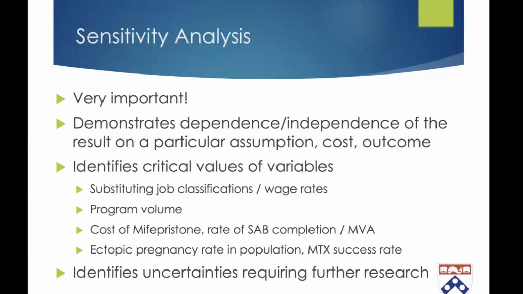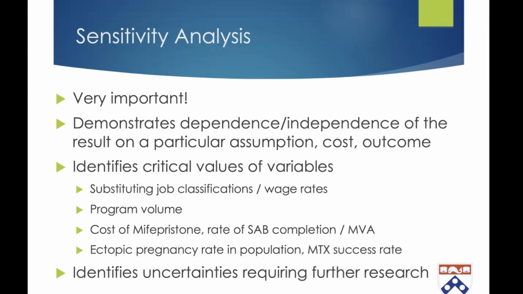So finally, sensitivity analysis is very important. You really want to demonstrate the independence of the result on a particular assumption, cost or outcome, and really identify critical variables or values of variables that might tip your answer. For example, if you substitute job classifications, wage rates, do you need a nurse practitioner or just a nurse to do your intervention? How much time, the wage rate, what assumptions would be your tipping point, your break-even point?